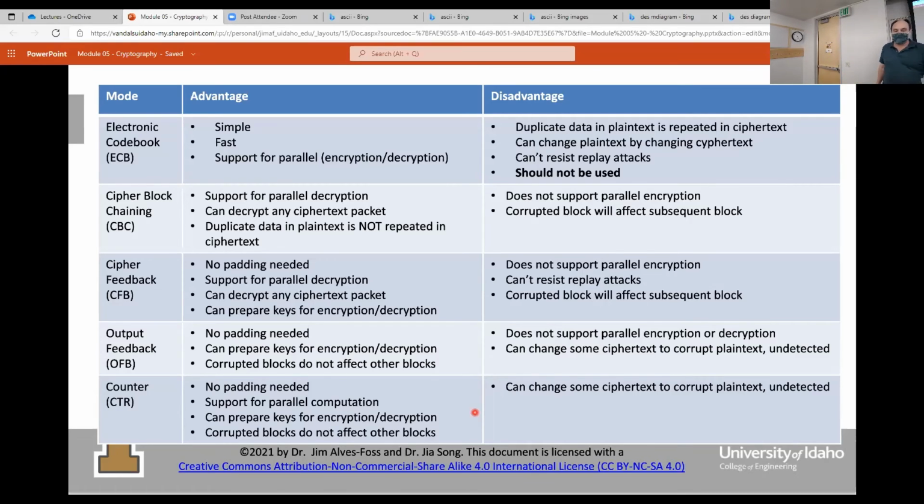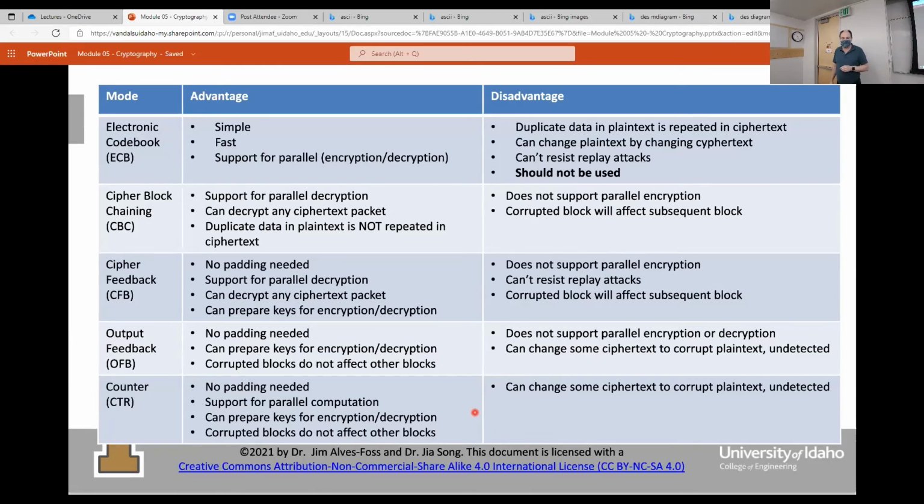Cipher block chaining supports parallel decryption, because if I have your whole ciphertext for your whole document, I use those to feed back in to help decrypt the next one, right? So I can use those, not for parallel encryption, but decryption. I can decrypt any ciphertext packet. Duplicate data in the plain text is not repeated, but it does not support parallel encryption. And a corrupted block affects a subsequent block.